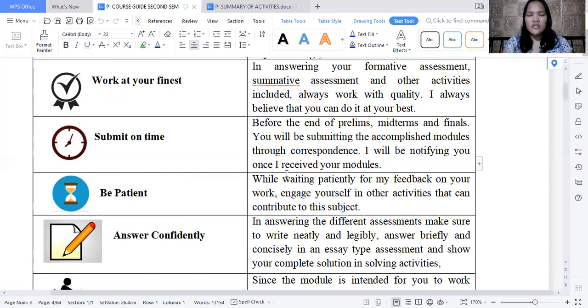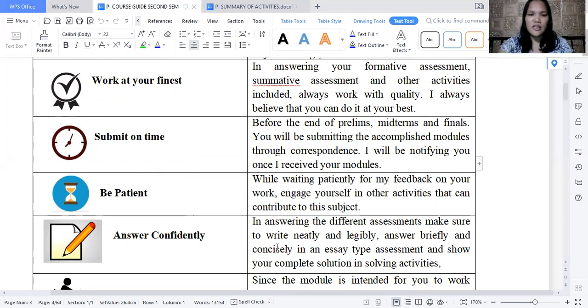Okay. In here, we speak of quality. So you have to be patient. While waiting patiently for my feedback on your work, engage yourself in other activities that can contribute to this subject. What is also given emphasis in here is that as a teacher or faculty member, we have a lot of work or engagement in the university. Not at all times can we focus on checking. So please wait patiently, and you can do more of your readings. You can have an advanced reading, or you could do some researches.